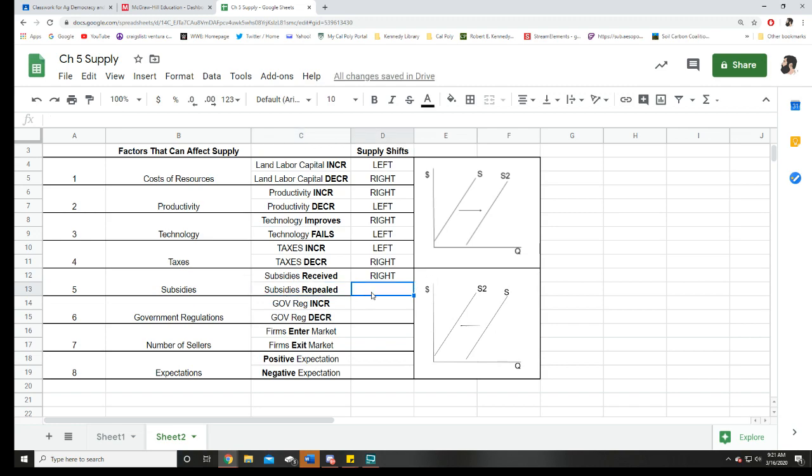Now, let's say the government says, you know what, we've gone through a new administration, there's a new president, and the president decided to pull all subsidies from that company. So therefore, your supply curve is going to go to the left because it became more expensive again to produce all your products. All right.